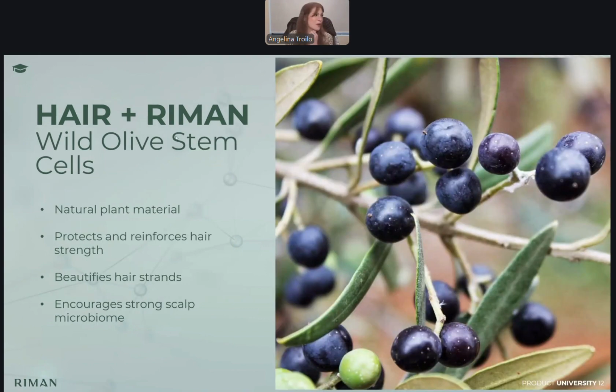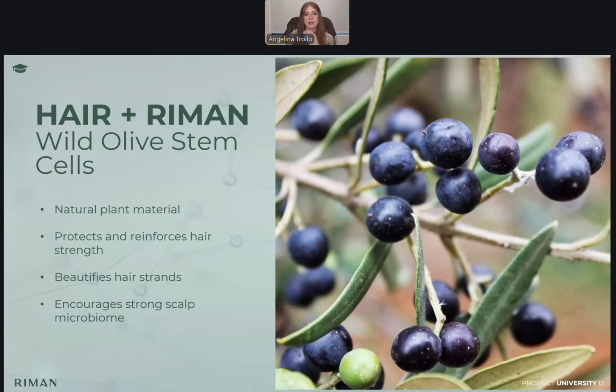Also in the products, we have wild olive stem cells. These are a natural plant material, and they protect, reinforce, regenerate, and beautify the whole hair structure from scalp to the end of the hair shaft as well. So really, the comprehensive approach to hair health in a natural ingredient.